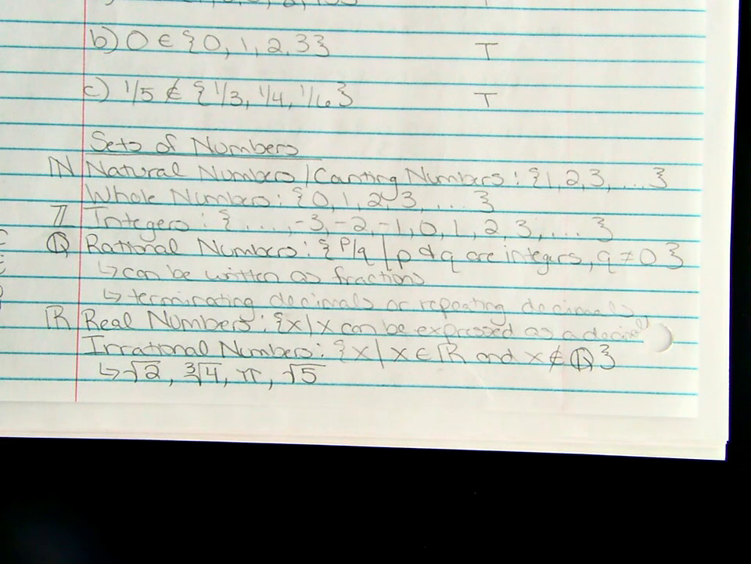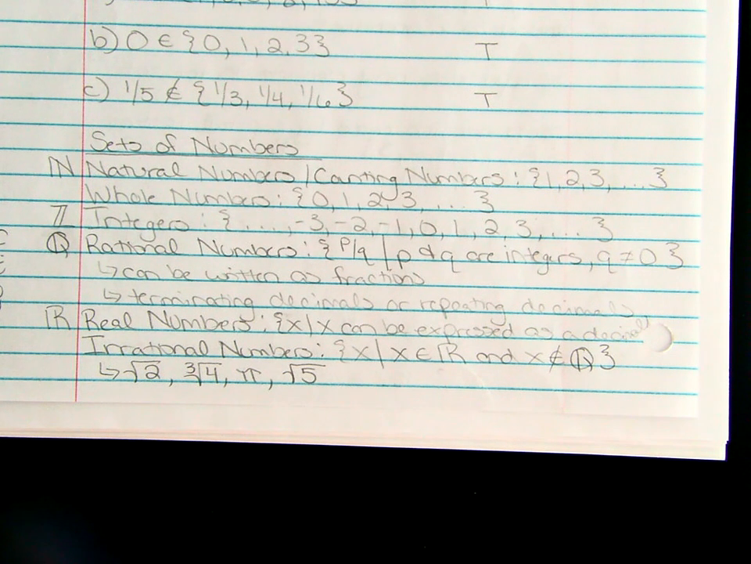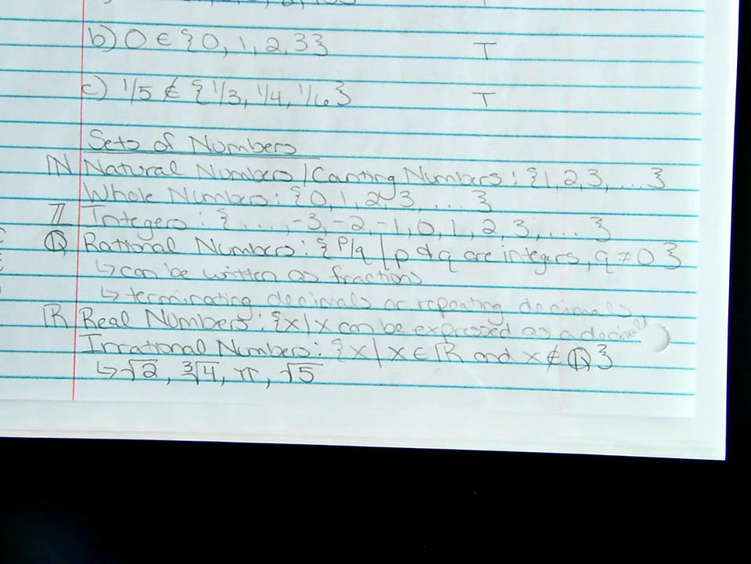And there is another smaller subset down here at the bottom: irrational numbers. These are numbers that can't be written as a fraction. They are decimals if you type them into your calculator, but they don't end and they never repeat. These are weird things like pi, or the square root of 5, or the square root of 2.